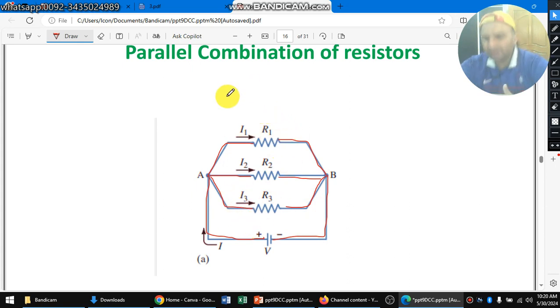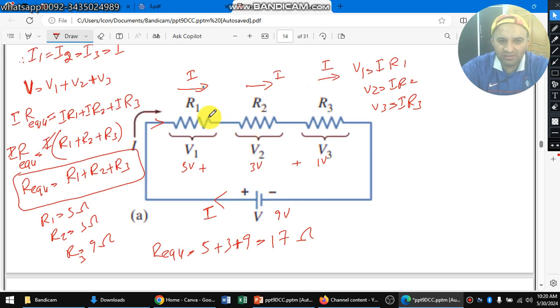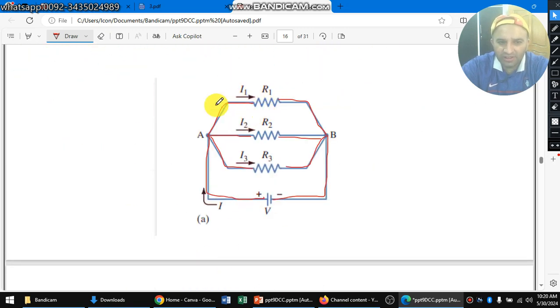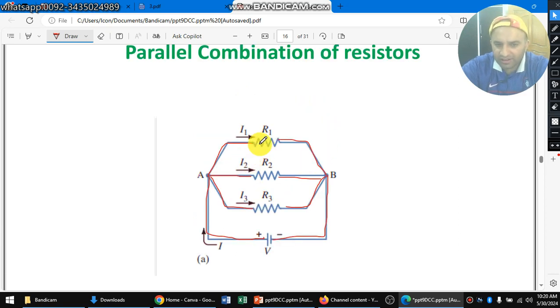In the previous lesson we discussed series. In series we connect R1, R2, R3 end to end, but this is not end to end. The left ends are connected to the same potential, and the right ends are connected to the same potential.